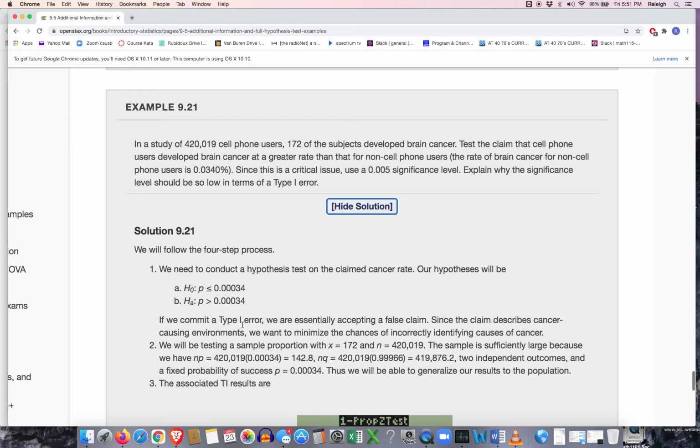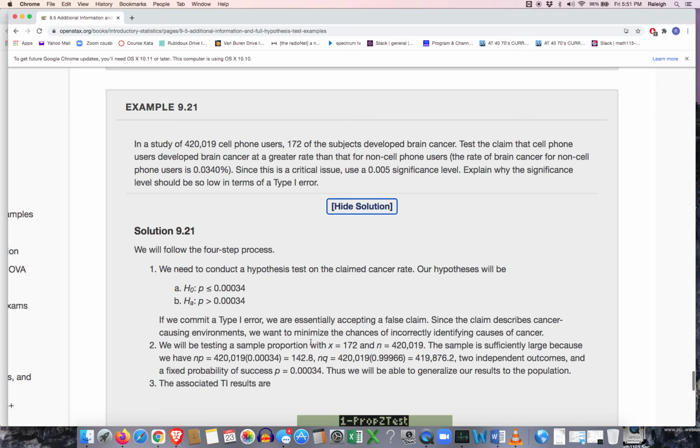And if you committed a type 1 error, you're accepting a false claim. And the claim describes cancer-causing environments. Not very good. So we certainly are not interested in that. We want to minimize the chance of incorrectly identifying causes of cancer. That's not a good thing, to misidentify something and continue down that bad road. Okay, so we are really narrowing that alpha. So very, very small.